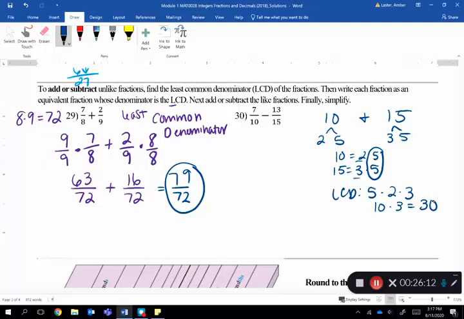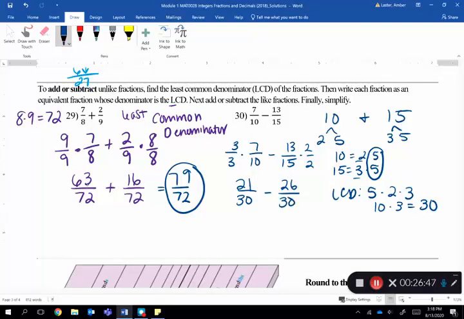So this is a little bit more of a methodical approach versus the other way, which was kind of just trial and error. So now I want to get my denominators to 30. I have 7 over 10 minus 13 over 15. What times 10 would give me 30? 3. And what times 15 would give me 30? 2. So 3 times 7 is 21 over 30 minus 13 times 2, which is 26 over 30.